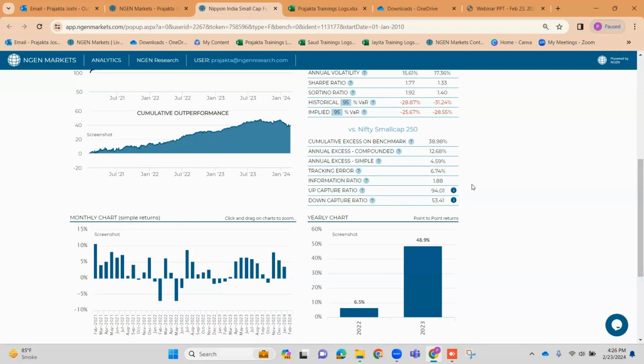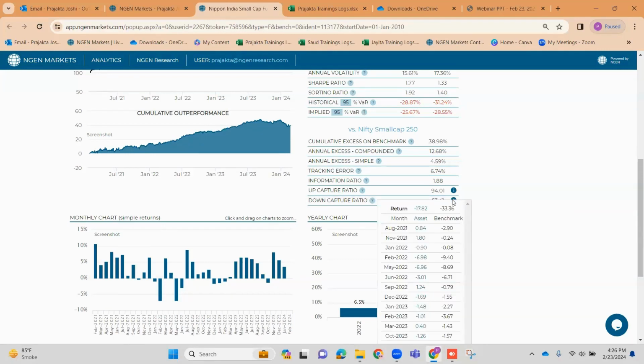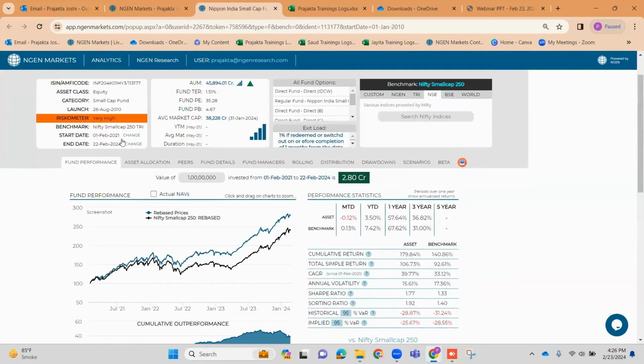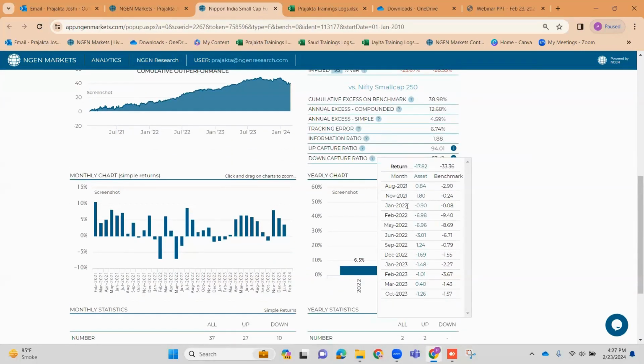Exactly the converse is the logic of the down capture ratio. The down capture ratio tells you how resilient your fund is when the benchmark is going down, or is in a volatile time or a bearish trend, for example, right? For that, you simply click on this I button again, and you will see only those months captured here, of course from the start date that we've considered. So from February 2021 till 2024, only those months will be captured when the benchmark actually gave a negative return. Now, this is irrespective of whether the fund's return was positive or not during that time, because our yardstick is the benchmark, right?